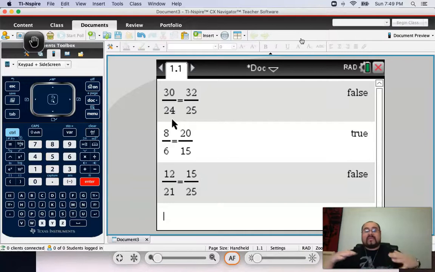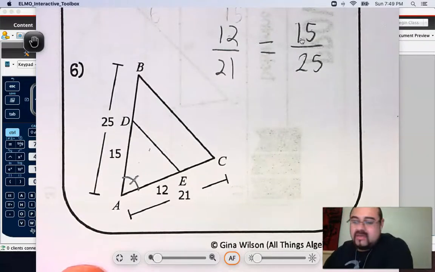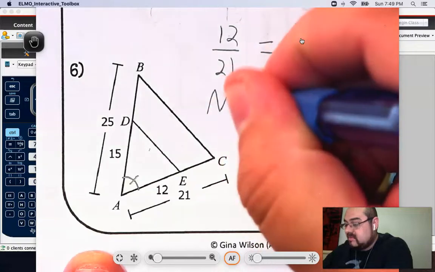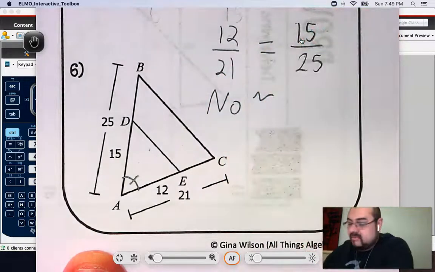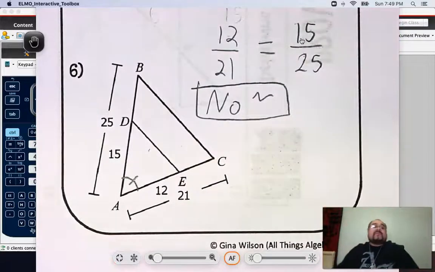So we're going to stop there, and we're going to say these two triangles using the SAS postulate are not similar. So no, they are not similar. That's my answer here. I'm not even going to write a similar statement because I don't have to. They're not similar, so I don't have to write a statement.